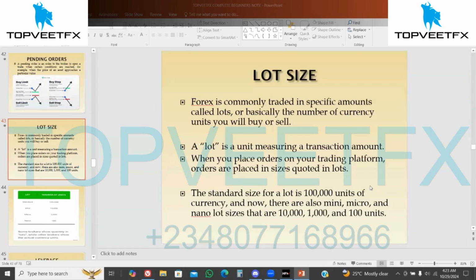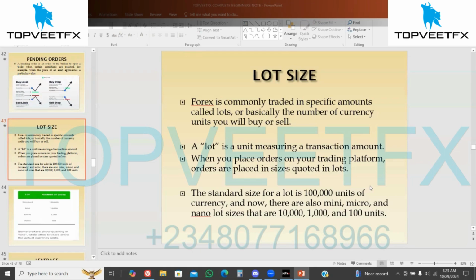In this video, we are going to be talking about lot size. Forex is commonly traded in specific amounts called lots, or basically the number of currency units you will buy or sell. A lot is a unit measuring a transaction amount. When you place orders on your trading platform, orders are placed in sizes quoted in lots.